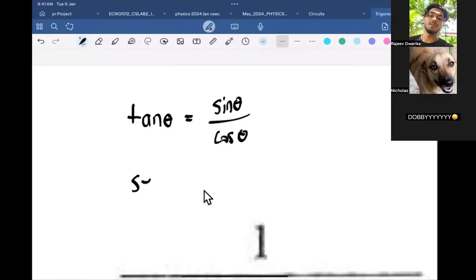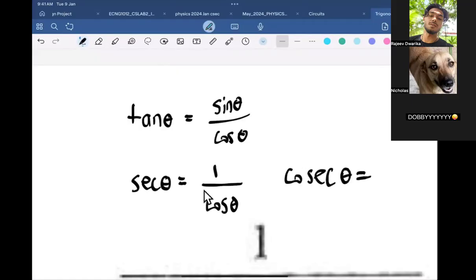Like if we look at sec theta, secant theta, that is 1 over cos theta. Is that something new or does that have sine and cos in it? It has cos. Right. And if we look at cosec theta, if sec theta is 1 over cos theta, what do you think cosec theta is? 1 over what?